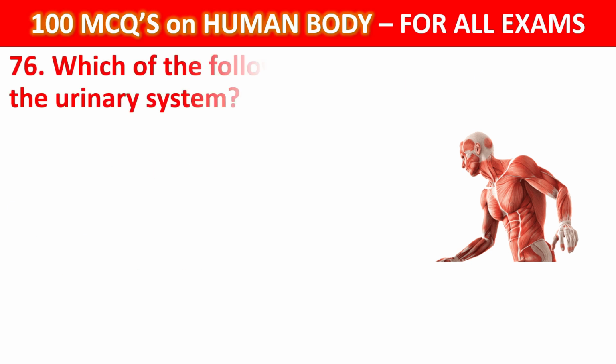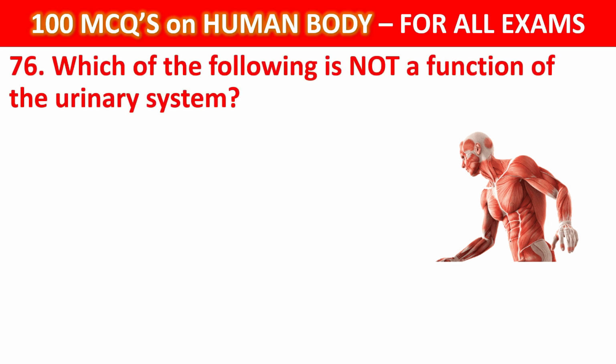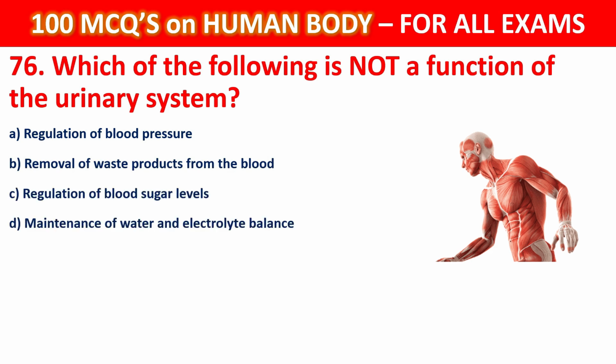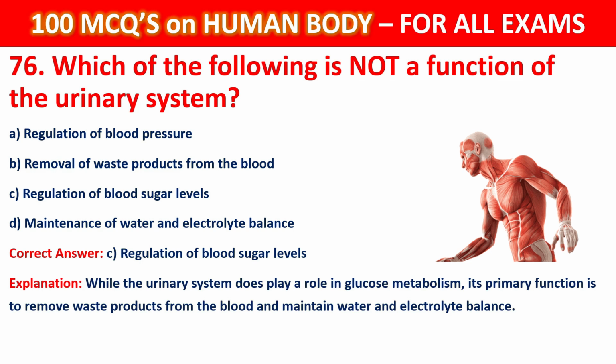Question number 76. Which of the following is not a function of the urinary system? Your options are regulation of blood pressure, removal of waste products from the blood, regulation of blood sugar levels, or maintenance of water and electrolyte balance. The correct answer is C, that is regulation of blood sugar levels. While the urinary system does play a role in glucose metabolism, its primary function is to remove waste products from the blood and maintain water and electrolyte balance.